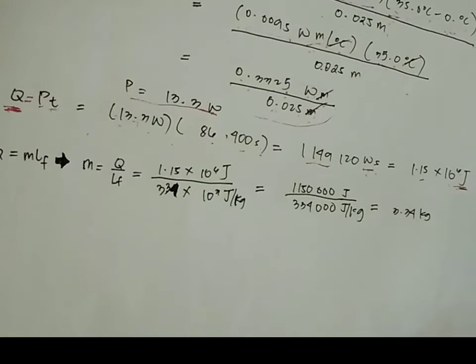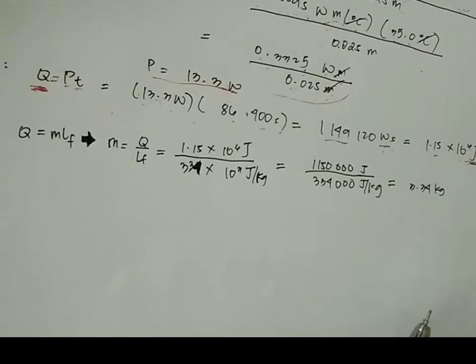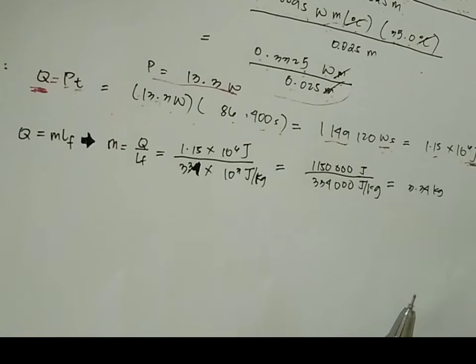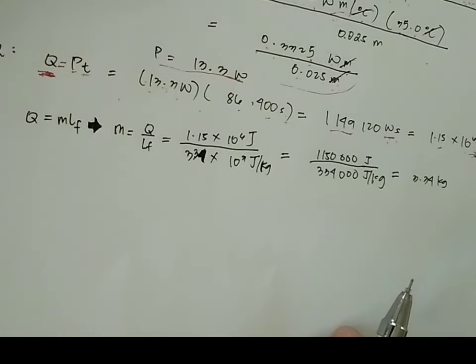So, we have now seen the net heat transferred, so we can get the mass, which we will derive from the formula Q equals m L_f, or the latent heat of fusion. L_f is the latent heat of fusion.